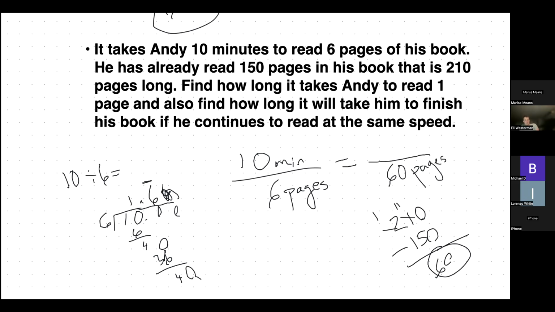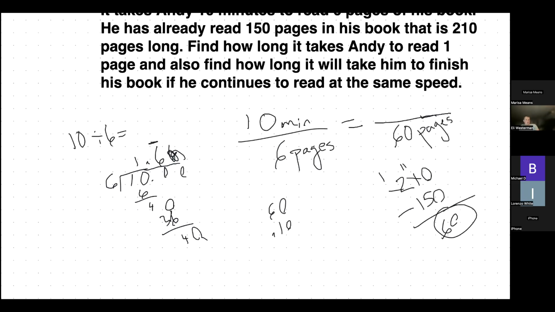Now I have to do a proportion. 60 times 10. It's going to be 600. I'll multiply it out. 0, 0, placeholder 0, 0, 6, 600. Now we have to do 600 divided by 6 equals 100. So it'll take him 100 minutes to finish the book if he's got 60 pages left.